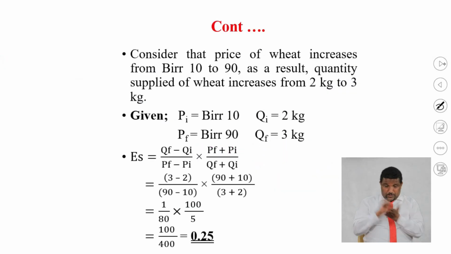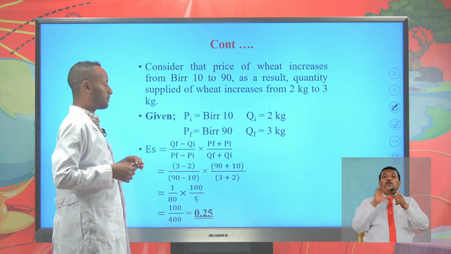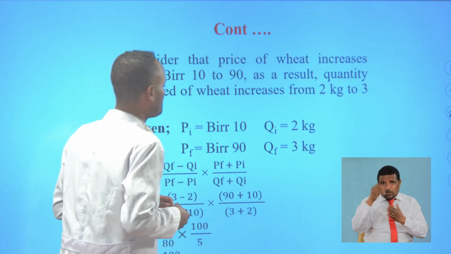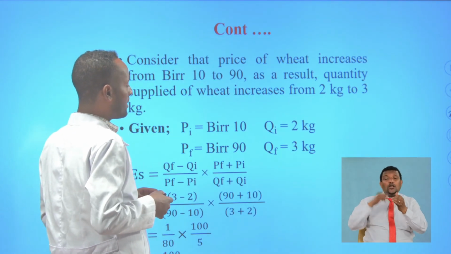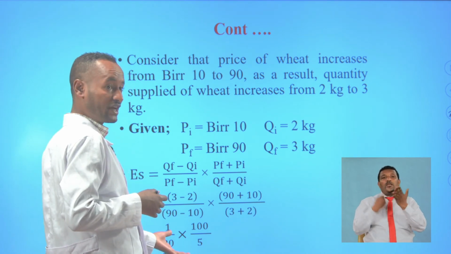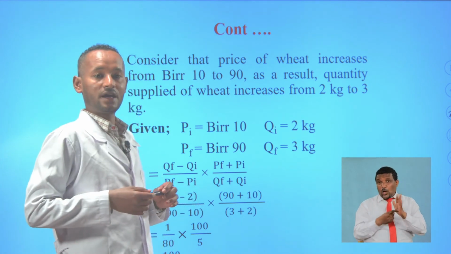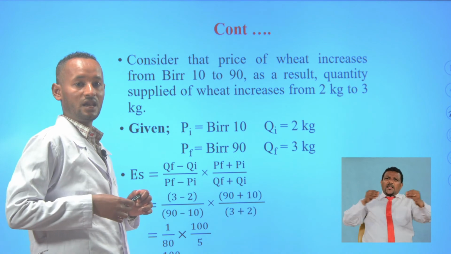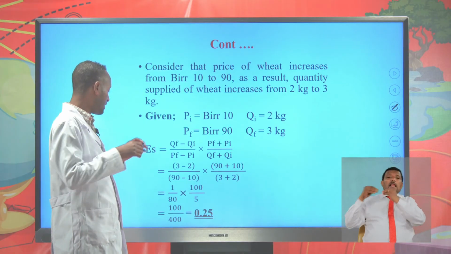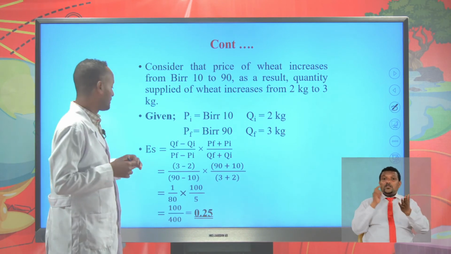Consider that the price of weights increases from 10 to 90. As a result, quantity supplied of weights increases from 2 kg to 3 kg. From this information, the initial price is 10 and the final price is 90. The initial quantity is 2 kg and the final quantity is 3 kg, and when we substitute this information into the formula, we get 0.25. This shows us mathematically, after calculating the price elasticity of supply, if you get an elasticity of supply value that lies between 0 and 1, then the supplier is said to be inelastic.